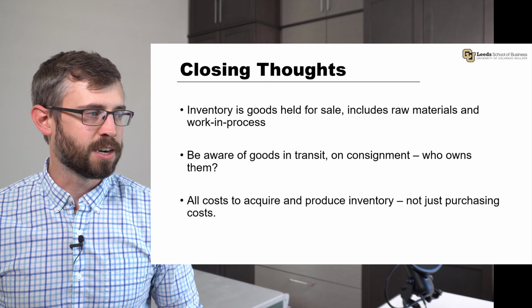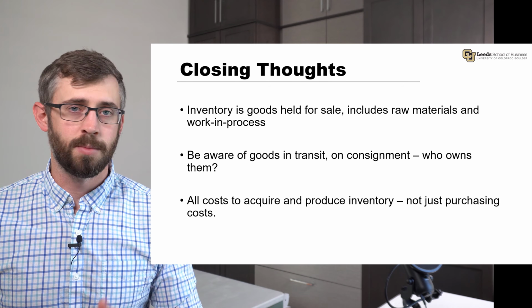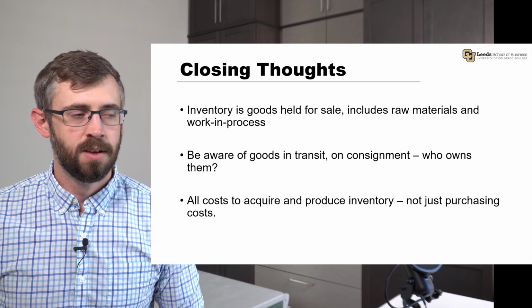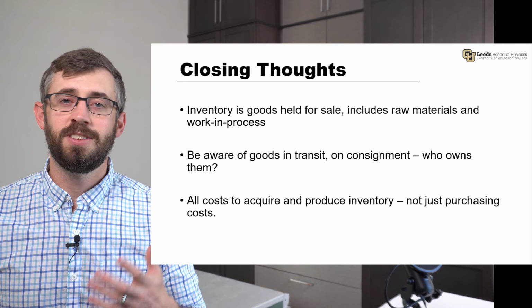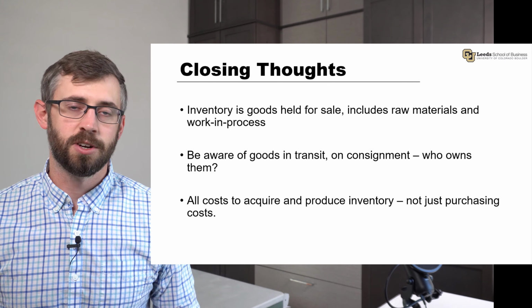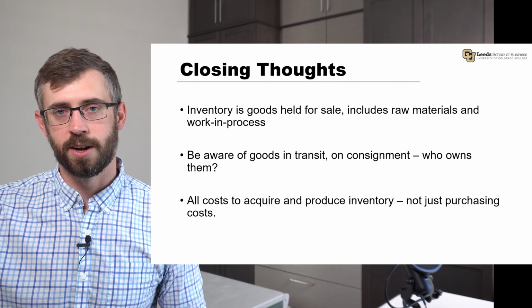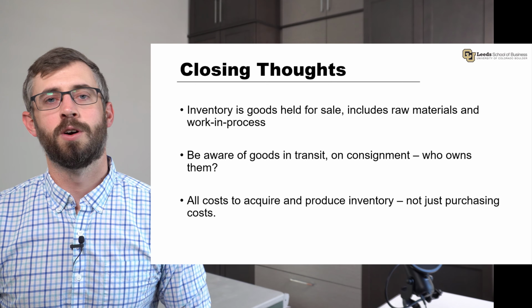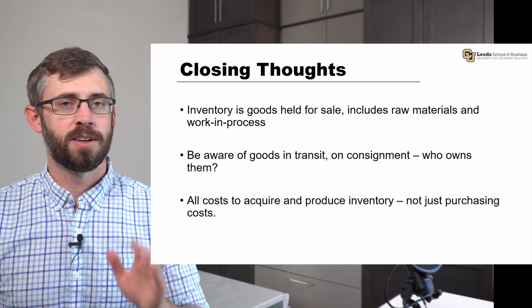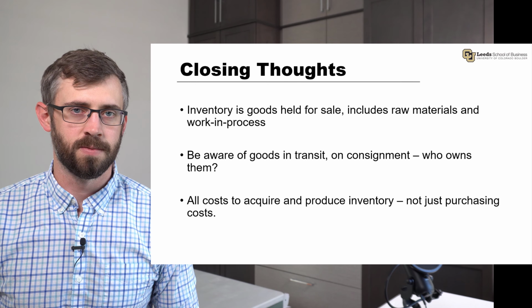So to summarize here, inventory are our goods held for sale, and it includes both raw materials and work in process. We have to be aware of goods in transit. Are they our goods on our inventory books, or are they our customers' or our supplier's goods? And so we have to look at whether it is FOB shipping point, where title transfers once it's shipped, or is it FOB destination, where title waits to transfer until it arrives at whoever is buying those goods.